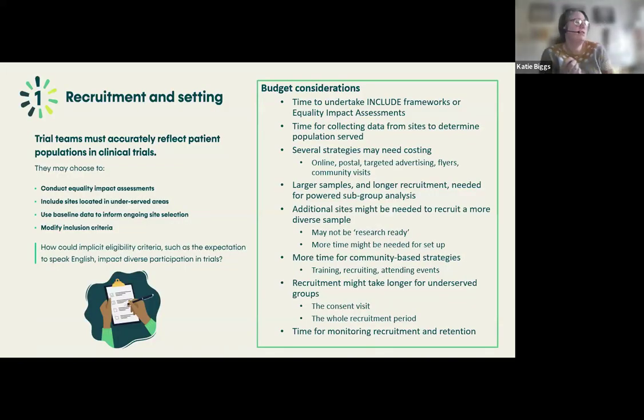So now I'm moving on to the actual guidance. The image on the left actually comes from the infographic on the website, but there is then a report that details further recommendations in this area. So there's 7 recommendations around recruitment and setting.